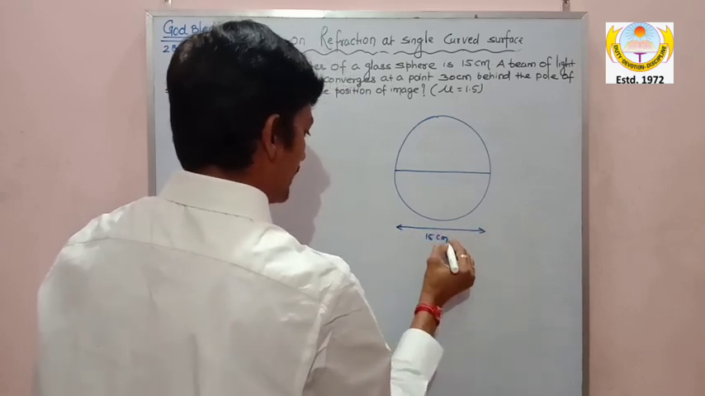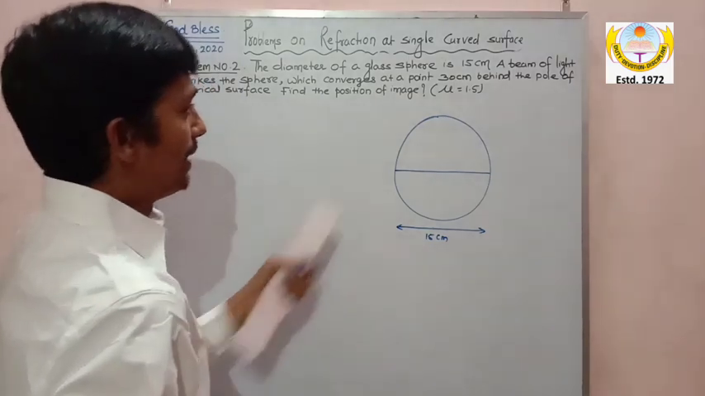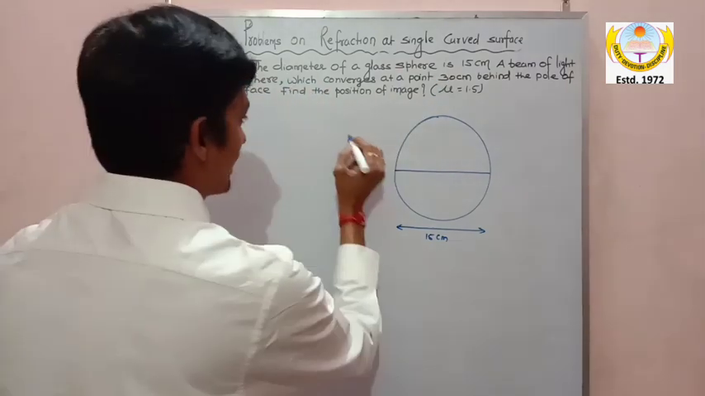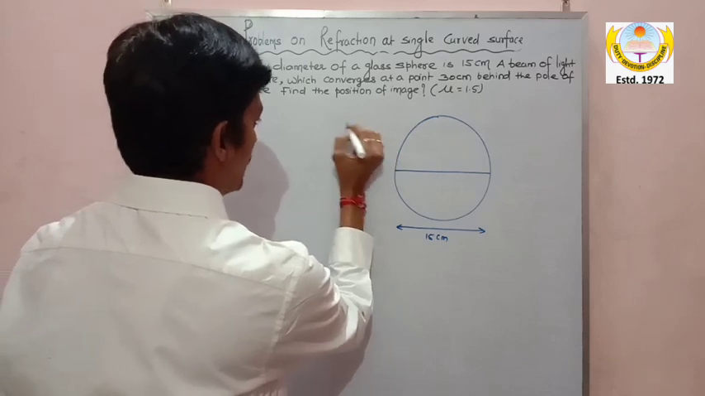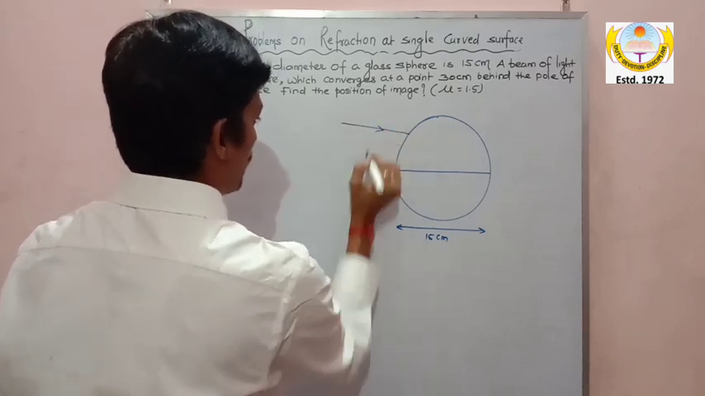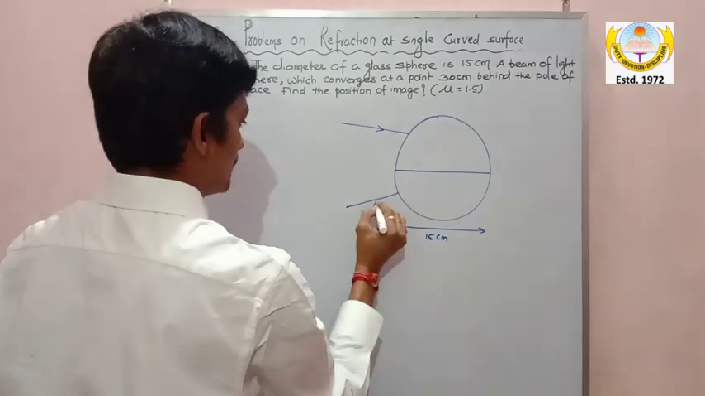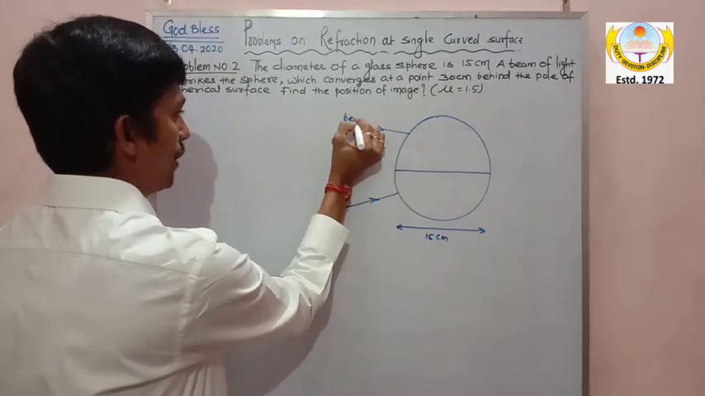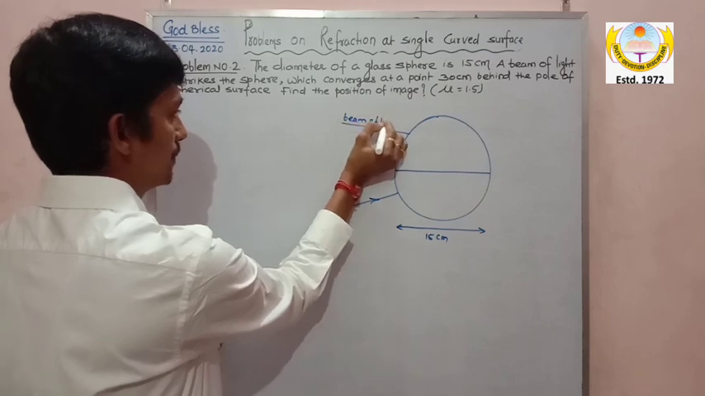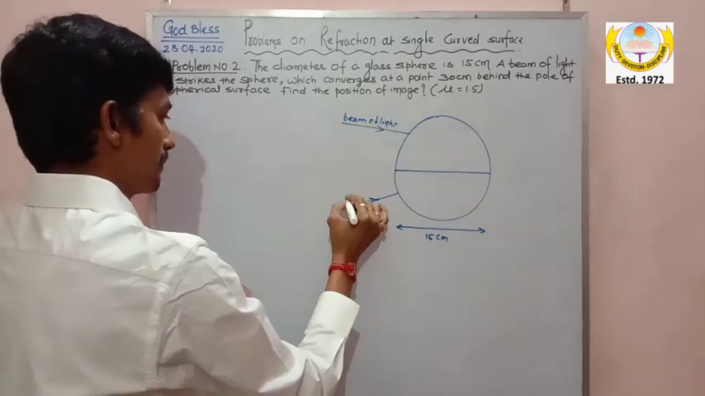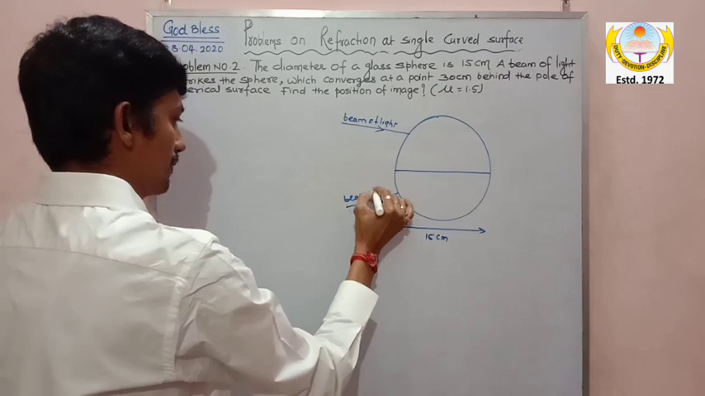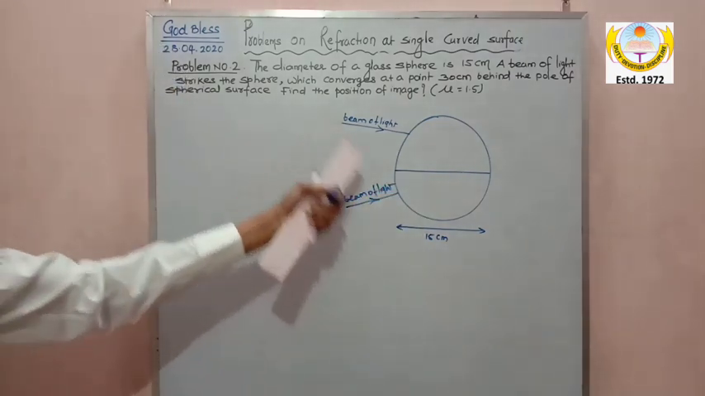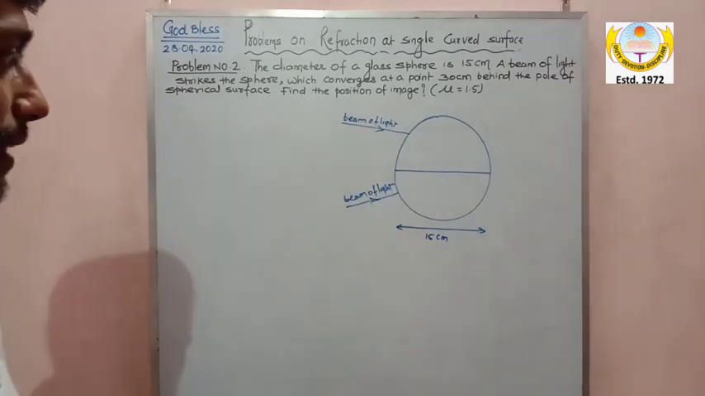Is 15 centimeter. And a beam of light strikes the sphere. So there is, say, a beam of light coming from a long distance. Say here is a beam of light, and this is the beam of light. Here I am writing beam of light. This is a beam of light that strikes the sphere, right? Here is a question.